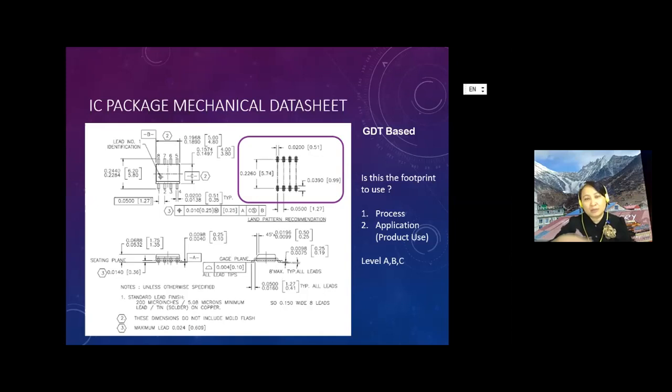Because if you did not create this properly or suitably in a certain manner, then the downstream process may have a little bit of problem in the assembly. So we're going to look at this information, how we're going to tackle that. So the question would be, do you actually use the information from your IC package mechanical data sheet? Right. So here, I'm just showing you an example.